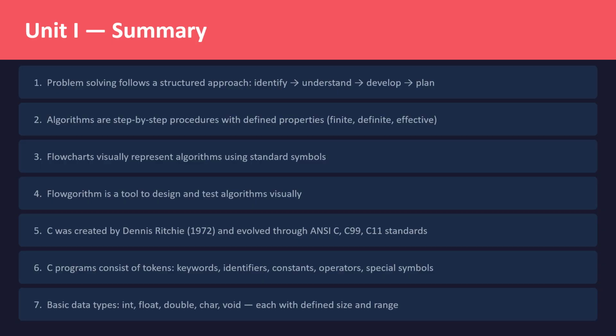The last slide is the summary of this unit 1. Problem solving follows 4 steps: identify, understand, develop, and plan. Algorithms must be finite, definite, and effective. Flowcharts visually represent algorithms using standard symbols. Flowgorithm helps design and test algorithms without writing code. C was created by Dennis Ritchie in 1972 and standardized through C89, C99, and C11. C programs are built from 6 types of tokens, and the 5 basic data types in C are int, float, double, char, and void. Thank you.